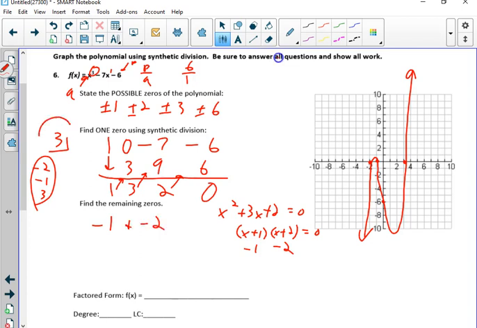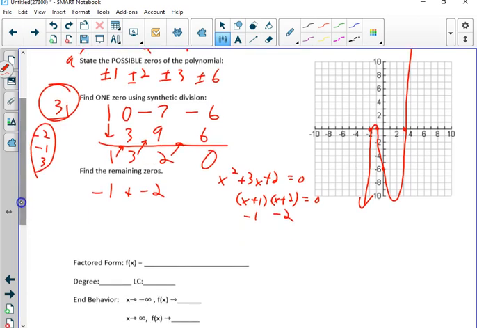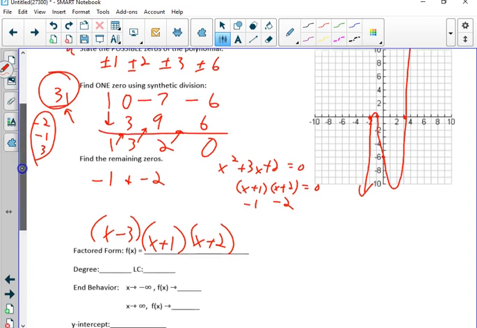Don't forget, this is left out quite a bit. You don't need it here for the remaining zeros, but you need it down here. A big mistake here is to put x plus 1, x plus 2. Now remember, in class I told you a good idea might be to write this one first so you don't forget it. But that's up to you. But that's the factored form of that cubic.